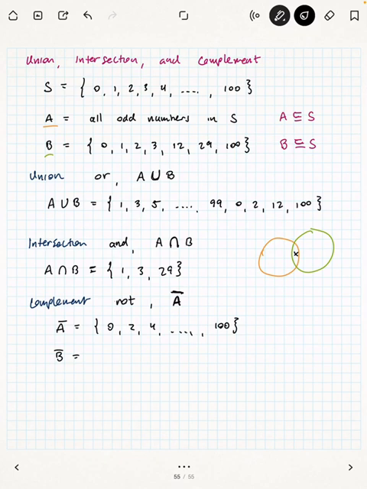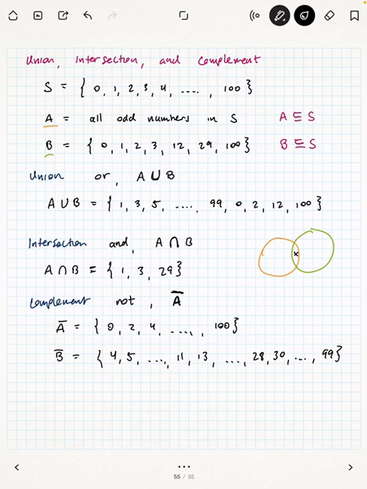So 0 is in B, so don't put that in there. 1 is in B, don't put that. Everything up to the first one that doesn't appear is 4, and then 5, then up to 11, but you have to skip over 12. 13, dot, dot, dot. Again, skip over 29, 28, 30, dot, dot, dot, and end at 99.